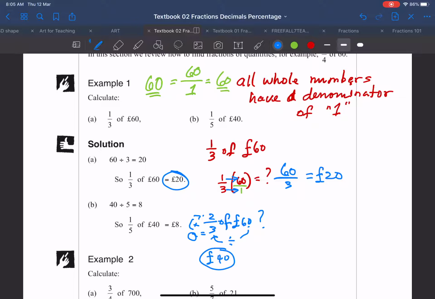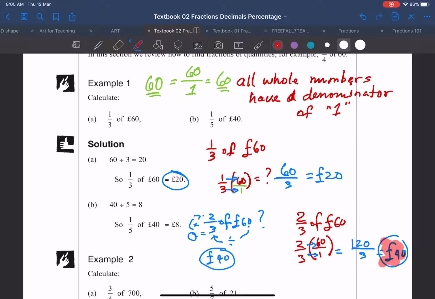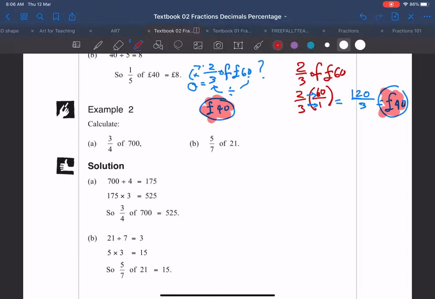So how about this method? 2/3 of 60 pounds. 2/3 of is multiplication, 60 pounds. Since it's a whole number, it's over 1. Same thing, multiply. So you have 120 divided by 3, which gives you 40 pounds. Both methods give you the same answer.